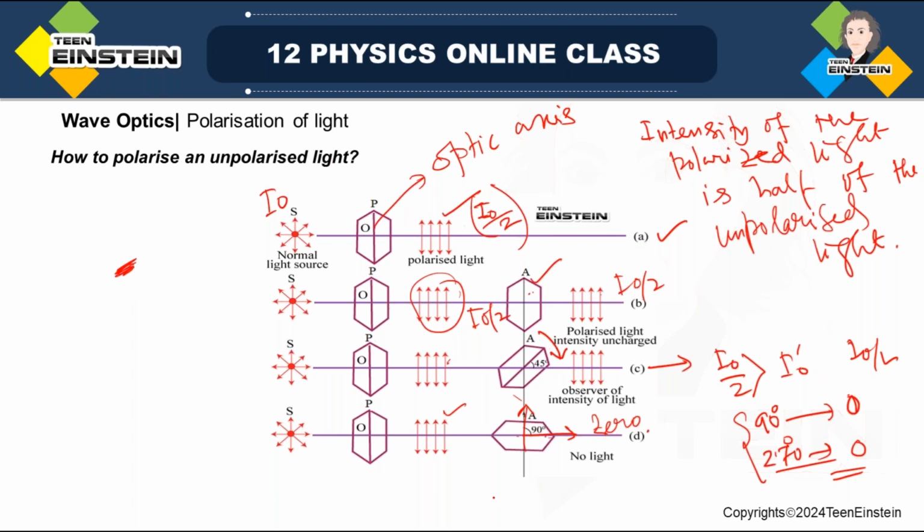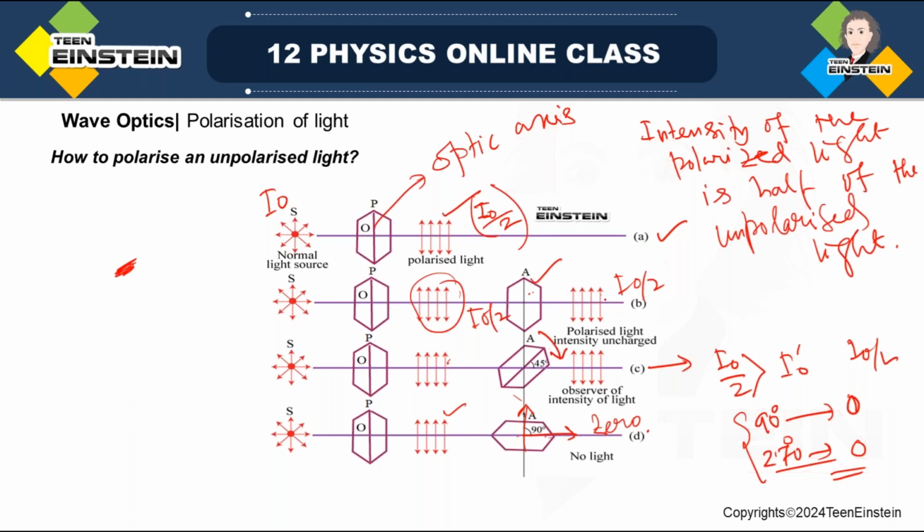Okay, so if the analyzer is rotated, you will see, twice, at two different positions, the intensity will be 0, and at two other positions there will be half of the intensity. So this is how light can be polarized, and also how we can analyze whether a light is polarized or not.